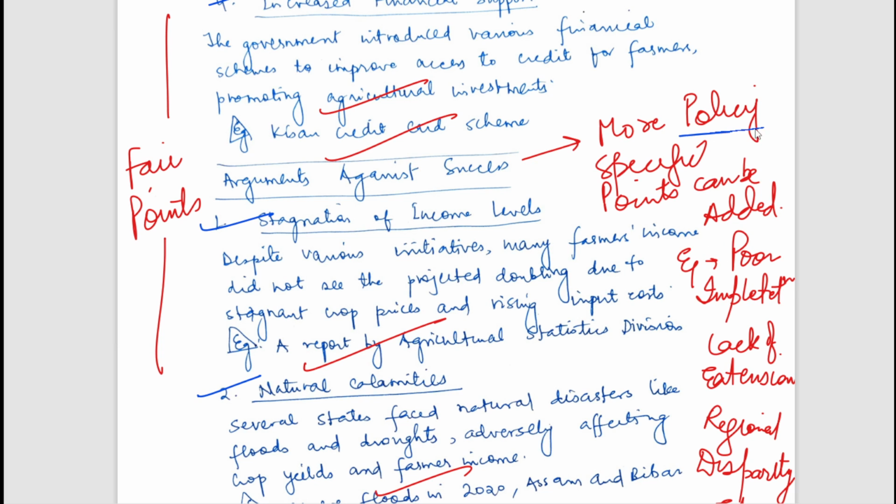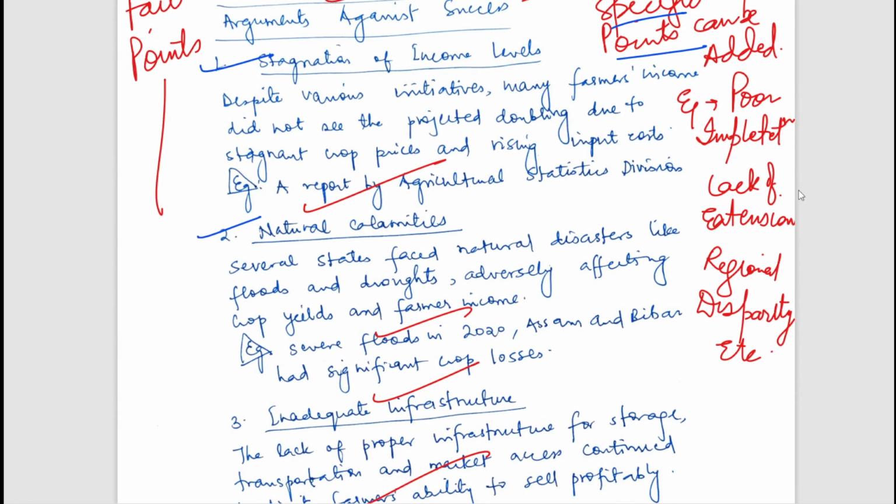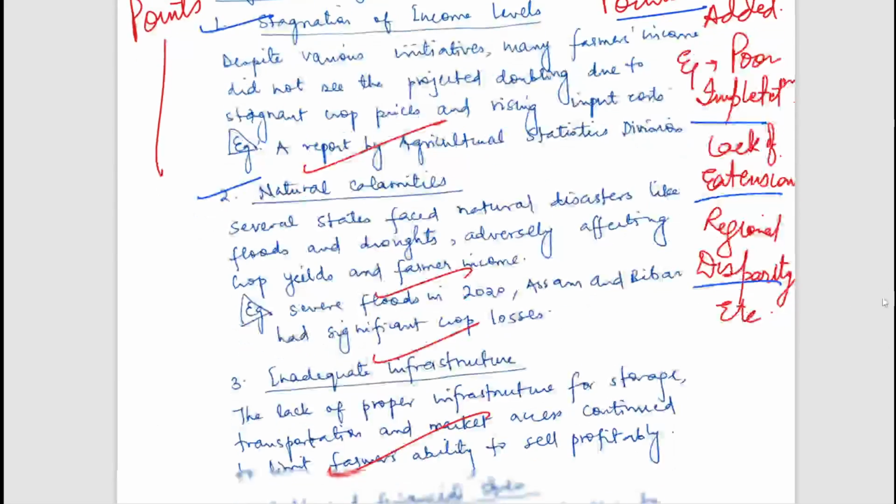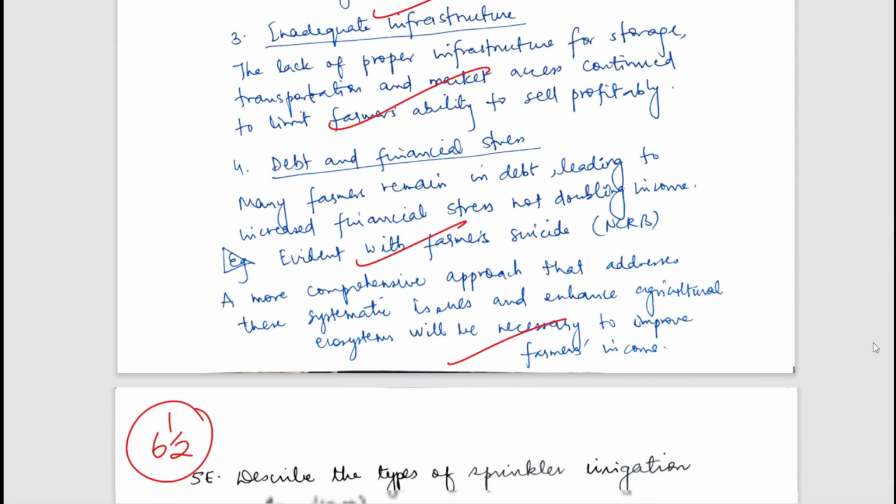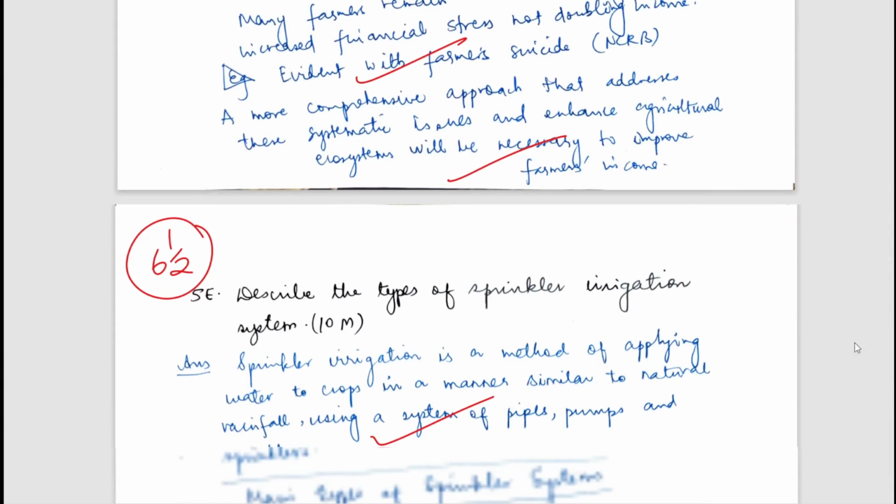In these types of questions you should try to address the policy-specific points, which would be better, and which I have highlighted here: poor implementation, lack of extension, regional disparity. These could be policy-related points. Okay, no problem, it happens. Now let's move to the next question.